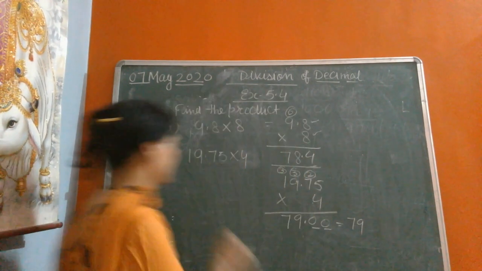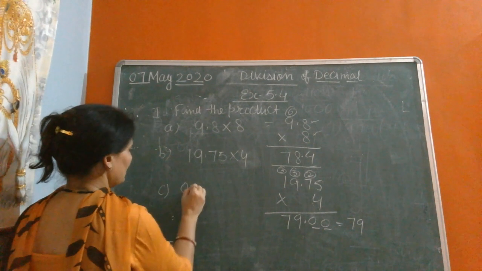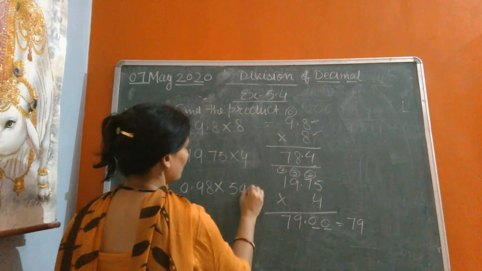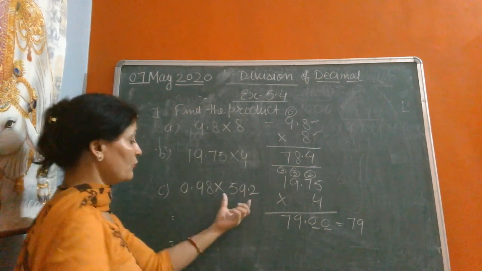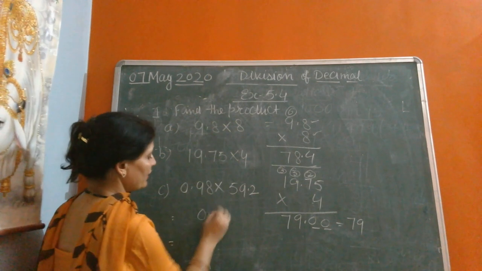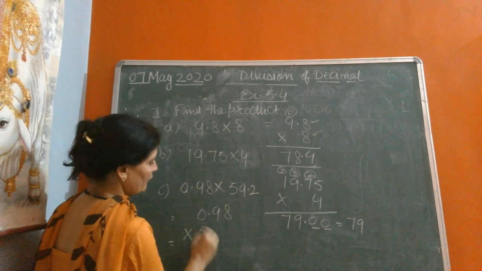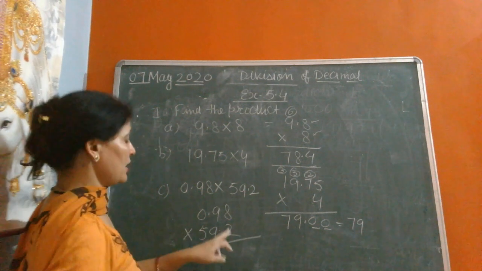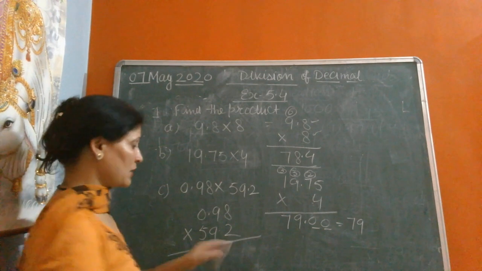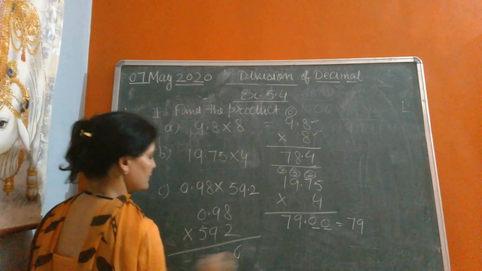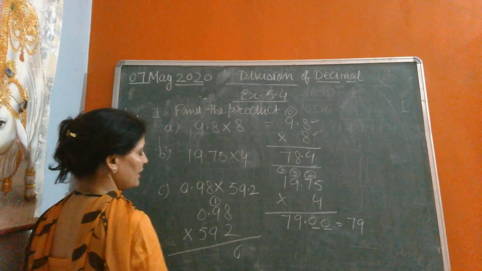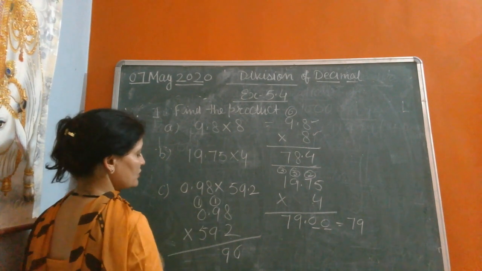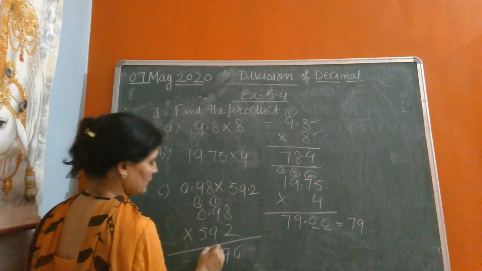Now 0.98 multiplied by 59.2. Again we will arrange these numbers: 0.98 multiplied by 59.2. First we will ignore the points and do simple multiplication. 2 8s are 16, write 6, carry over 1. 2 9s are 18 plus 1 is 19. 19, write 9, carry over 1. 2 zeros are 0 plus 1 is 1.